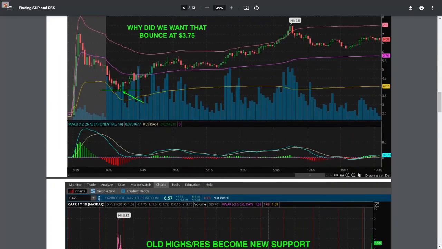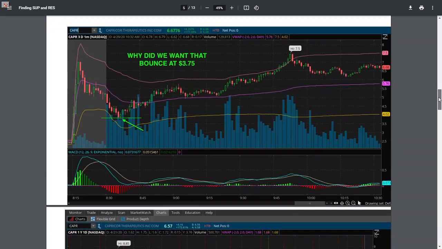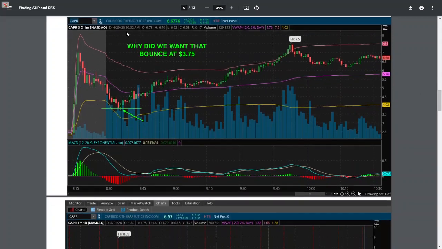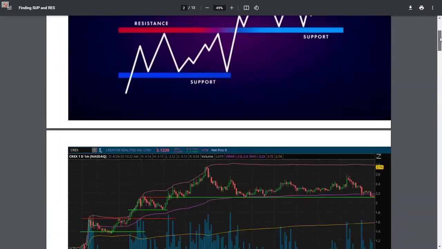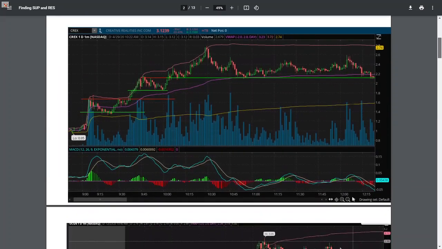Again, I showed this one yesterday. Cap R, love this trade. Beautiful. I mean, it was so awesome. There, another one. Here's the other one from 4/29. So Cap R, remember I showed you CREX, right here from 4/29. 4/29, as you can see right up here.